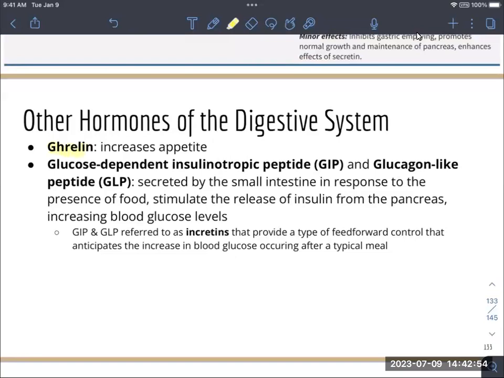Ghrelin. Ghrelin causes you to feel hungry. Glucose-dependent insulinotropic peptide and glucagon-like peptide. They both come from the small intestine because food is present, and it stimulates insulin to be released from that pancreas. Because our blood sugar levels or glucose levels are getting high, we need to lower those down.